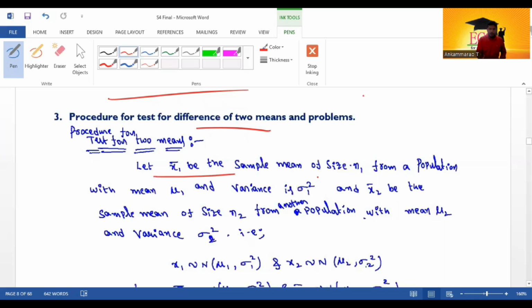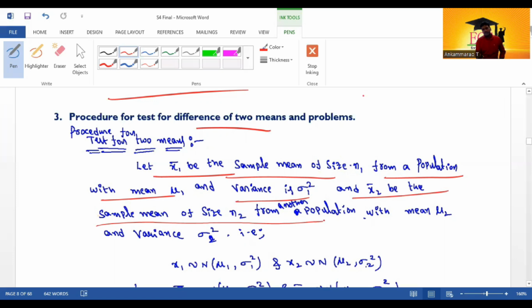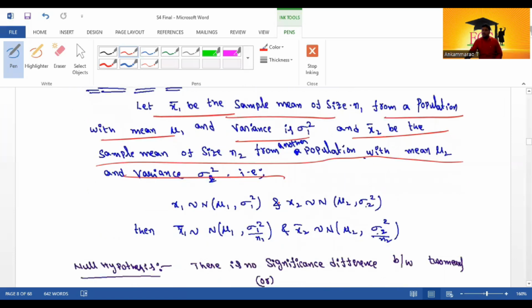Here let x1 bar be the sample mean of size n1 from a population with mean mu1 and variance sigma 1 square, and x2 bar be the sample mean of size n2 from another population with mean mu2 and variance sigma 2 square. That is, x1 follows N of mu1 comma sigma 1 square, x2 follows N of mu2 comma sigma 2 square. The same logic as before: x1 bar follows normal with mean mu1 and variance sigma 1 square by n1. x2 bar also follows normal distribution with mean mu2 and variance sigma 2 square by n2.